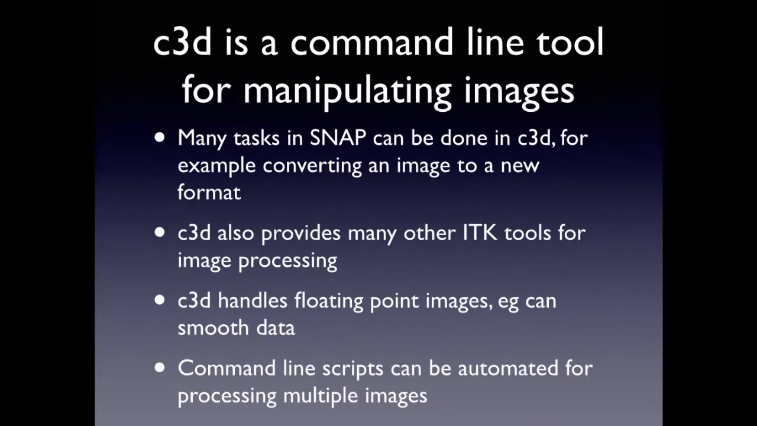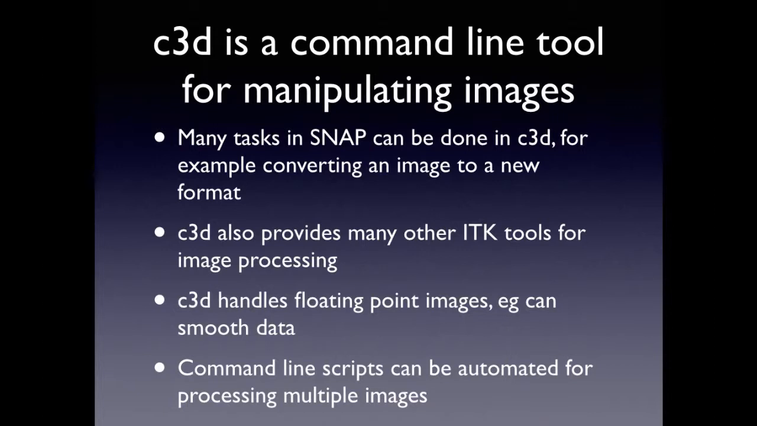So by way of introduction, C3D is a command line tool for image manipulation, and it's a companion to SNAP, so it can do a lot of the same things as segmentation and dealing with labels. It's also a pretty good standalone image calculator and an interface to a lot of ITK filters for many standard image processing tasks. It will handle floating point images much better natively. You don't have to load them as integers. You can do math, smoothing, and other stuff.